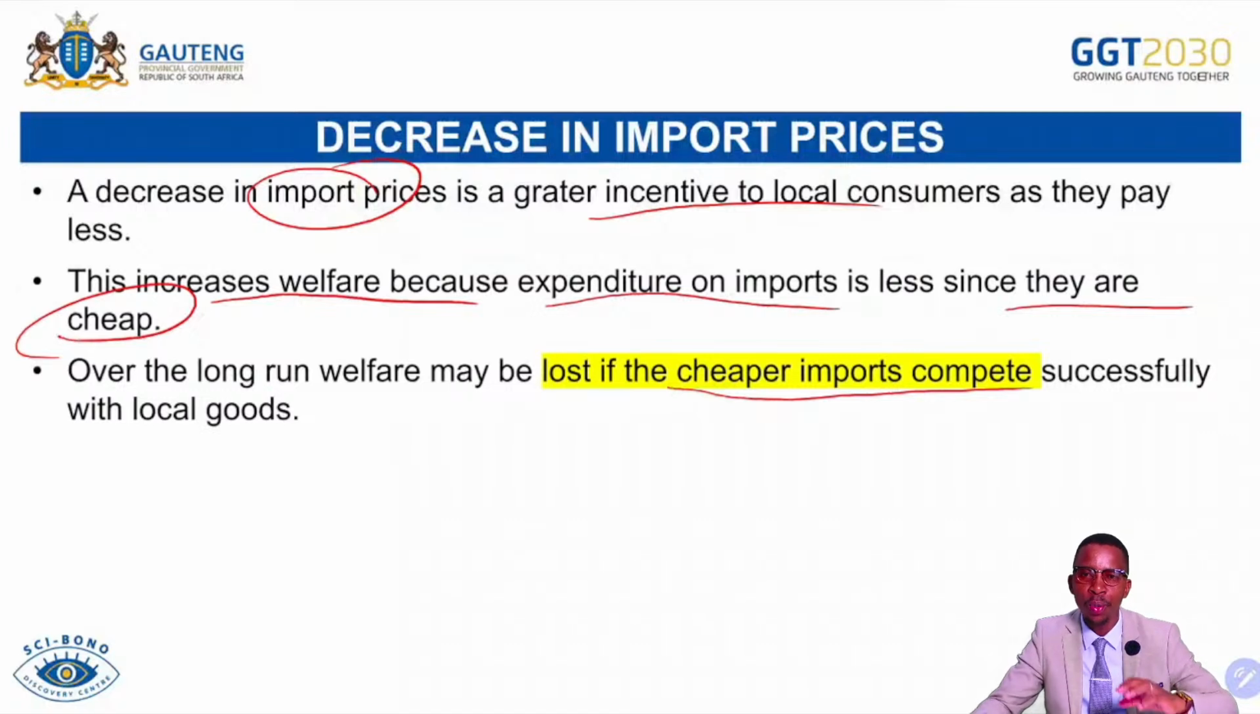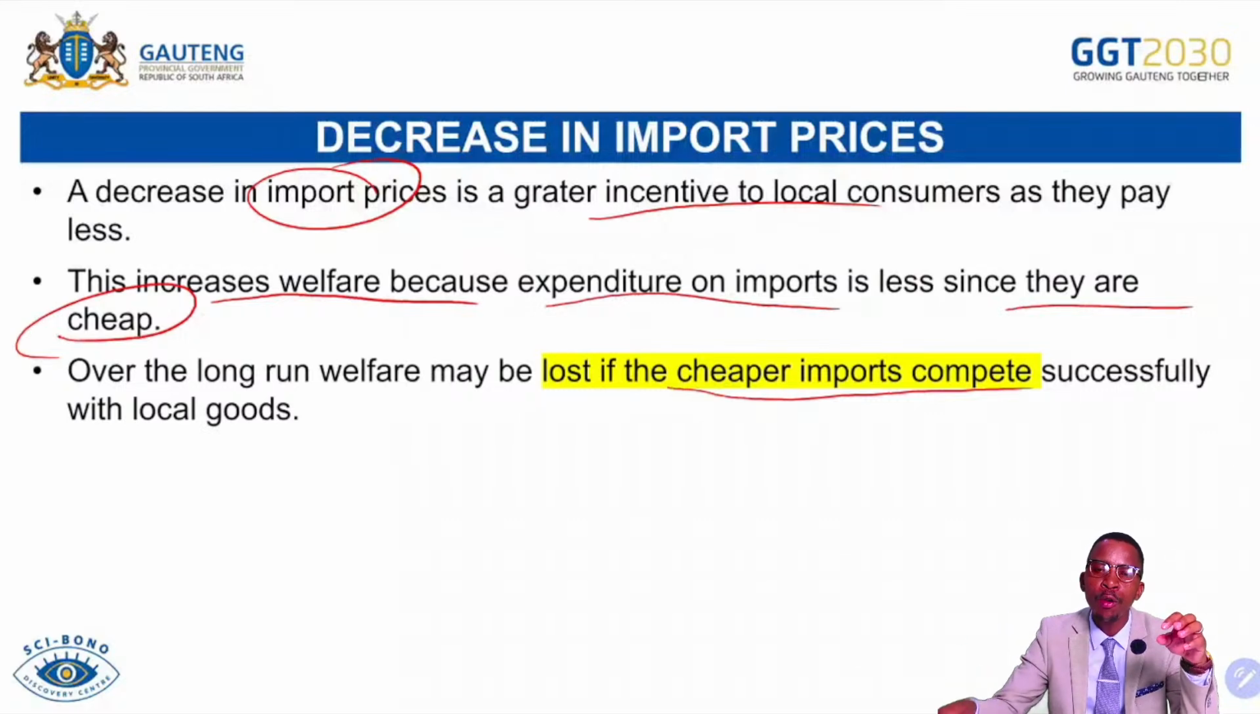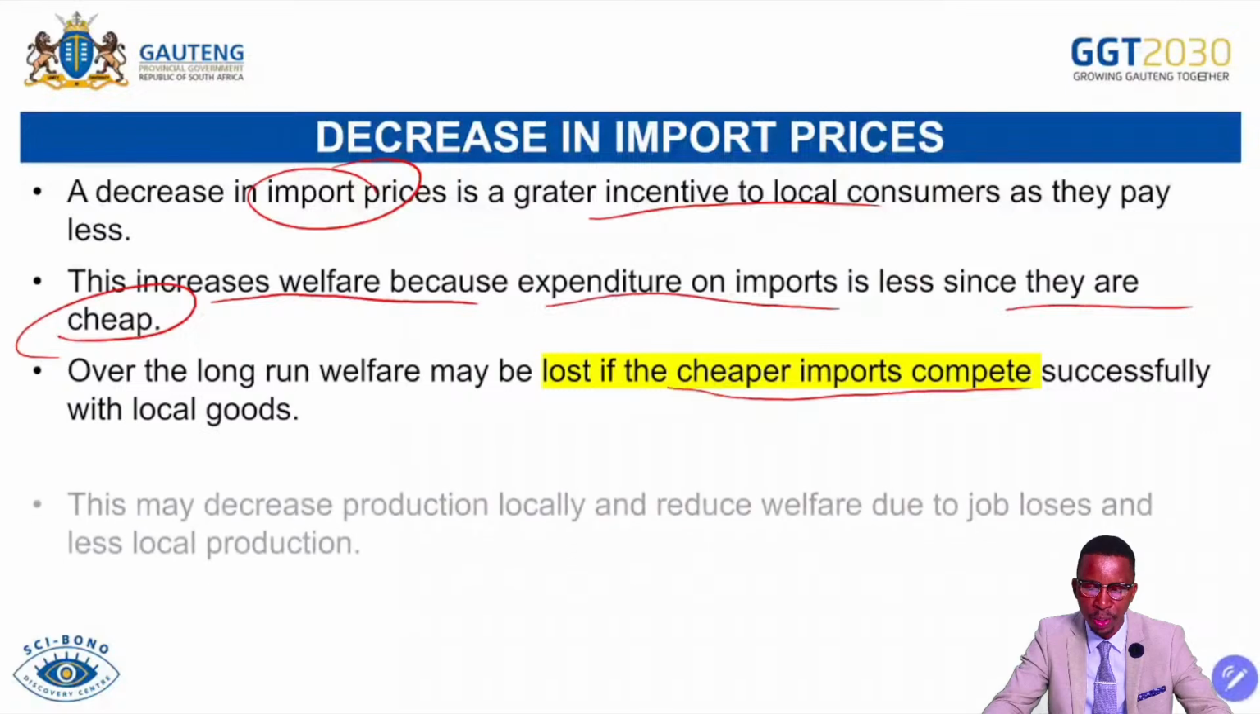So now let's look at this. Should those imported goods compete effectively with our locally produced goods and services, the welfare will be lost, because what is going to happen? These cheap imports will be driving out our local firms from the market, because as cheap imports flow in, consumers will be compromising from demanding locally produced goods and services and demand imports, which will then be fighting against our local firms and result in a high level of unemployment, because more goods will be demanded from abroad over the locally produced goods and services.